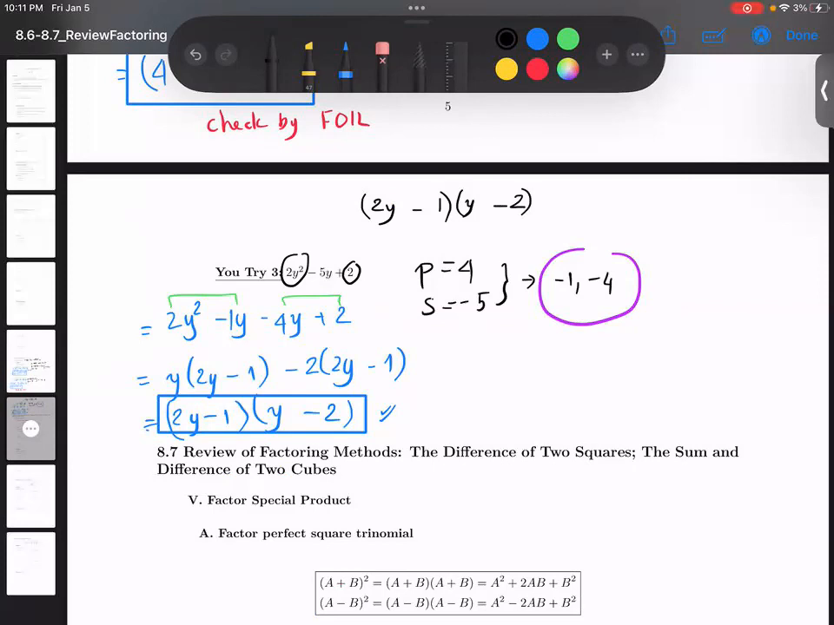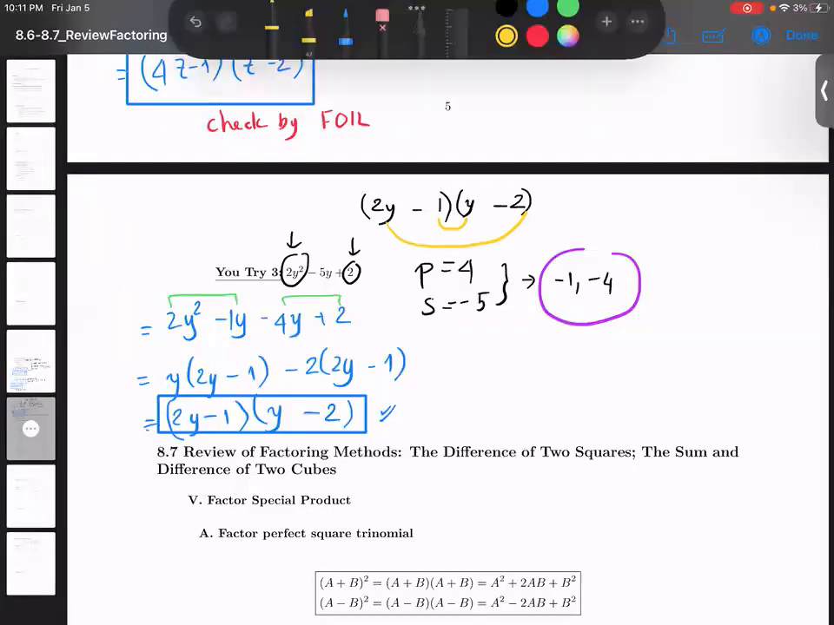Let's check. Usually you check the inner and outer. You want to check inner and outer, right? Because you know that this one right here and this one right here, you got to write, because 2y times y is 2y squared, and then -1 times -2 is positive 2, right? So all that's left to do is check the middle one, that -5y.